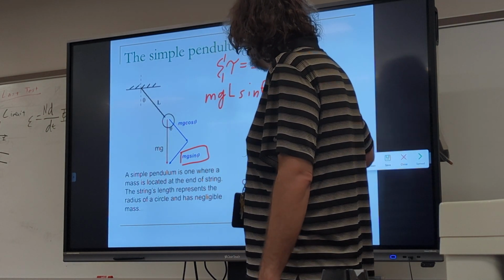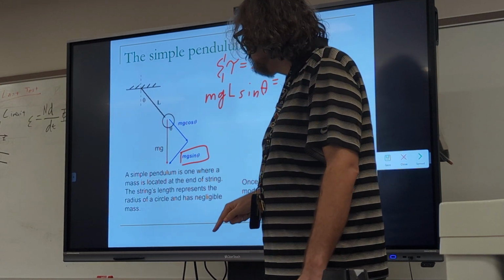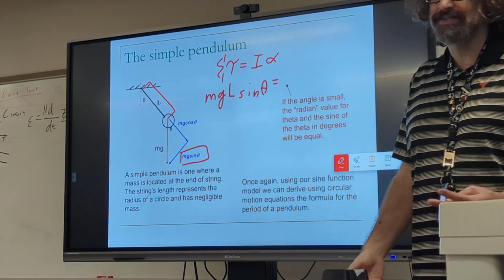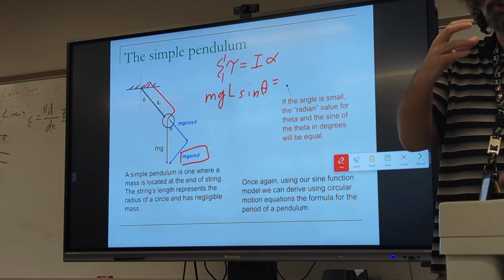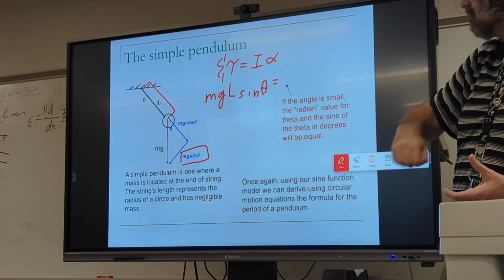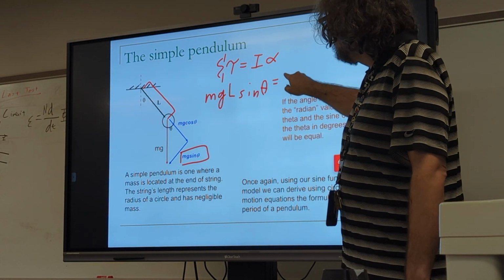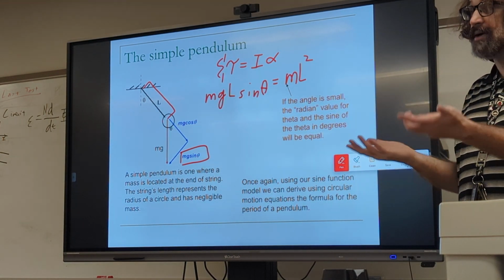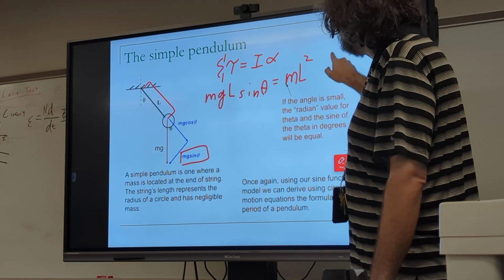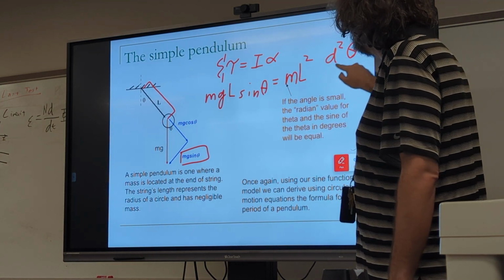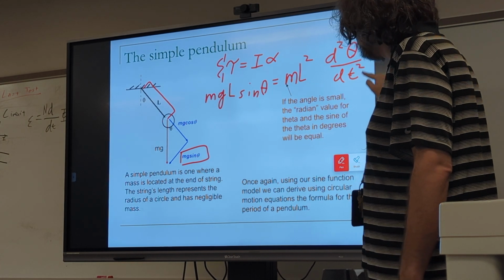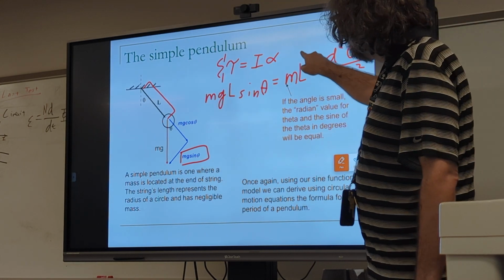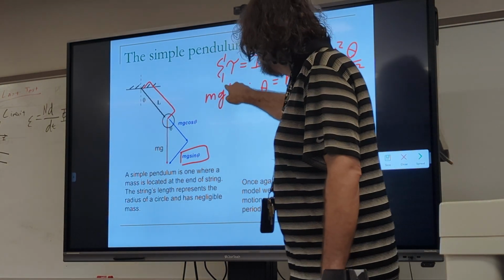Why do I have to put the L there? Remember, torque is a force times a lever arm. In this case, our lever arm is L. The moment of inertia for a point particle moving in a circle is just mL squared, because moment of inertia is just mr squared. And then we have alpha, which is d squared theta over dt squared. And hey, what cancels out? One of the L's cancels out, and the m.